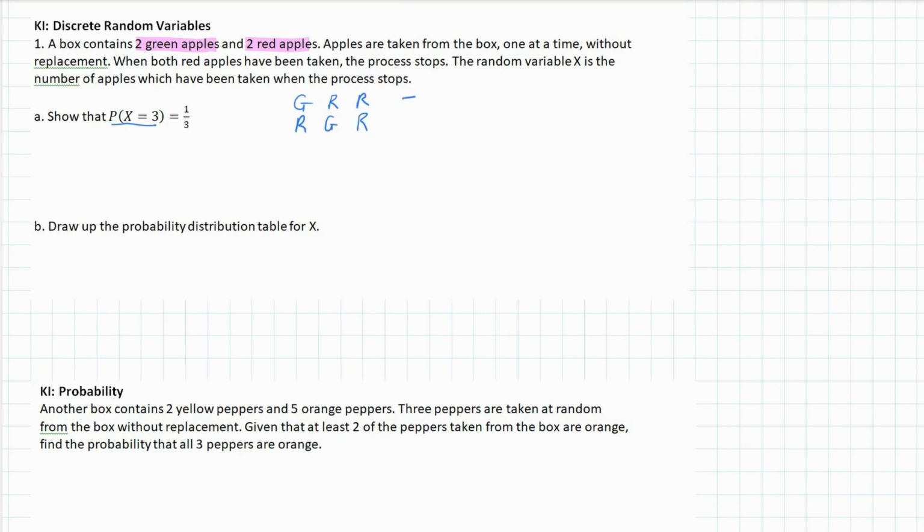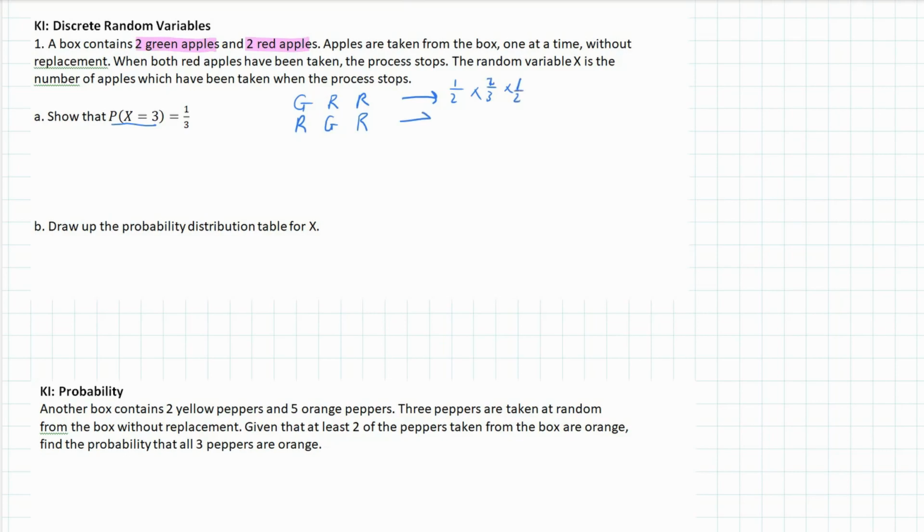So for this one, that would be taking 1/2 to get your first green, and then to get your first red would be 1/3, because remember the number of apples is reduced to 3 apples. Sorry, that should be 2/3, shouldn't it? Because there's 2 reds and there's 3 apples at that point. And then to get your final one, you'll have 1/2, because there'll be 2 apples, 1 red, 1 green.